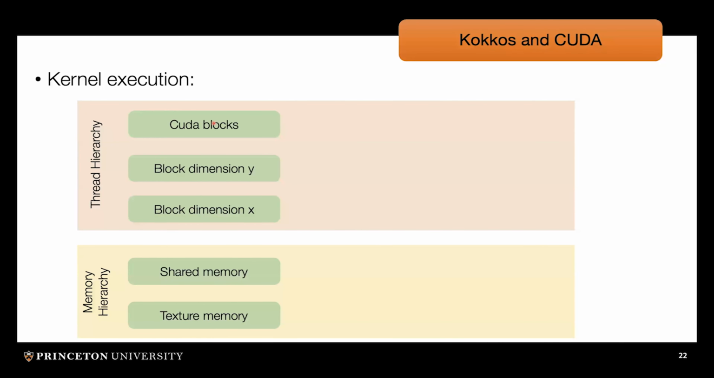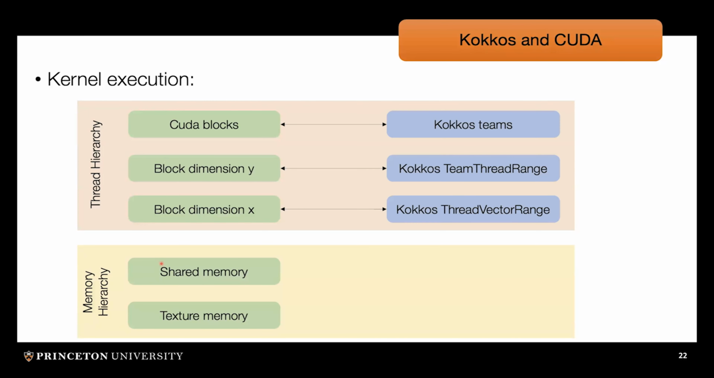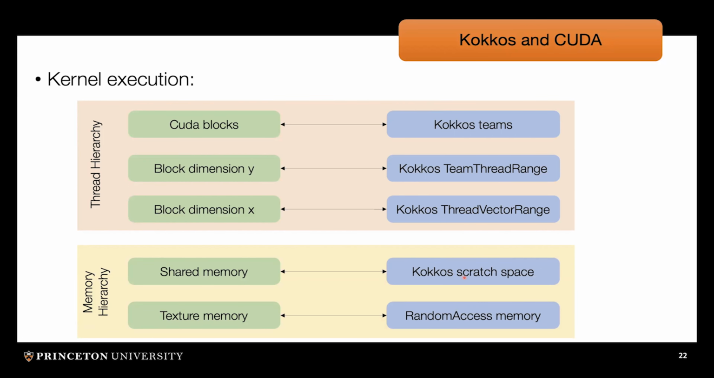Kokkos also gives you APIs to access these GPU-related thread hierarchy and memory hierarchy concepts. A CUDA block maps to something called Kokkos teams. A block dimension Y maps to something called Kokkos thread range. A block dimension X maps to something called Kokkos thread vector range. Shared memory maps to Kokkos scratch space, and texture memory maps to something called random access memories.